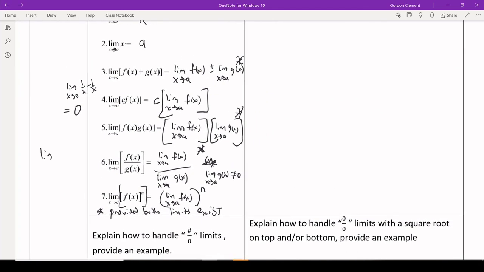All of that seems crazy, but basically it's what makes a no problem problem. You just plug in and you get your answer. So if I have the limit as x goes to 4 of x squared plus x plus 4, I could in fact split that into three limits.